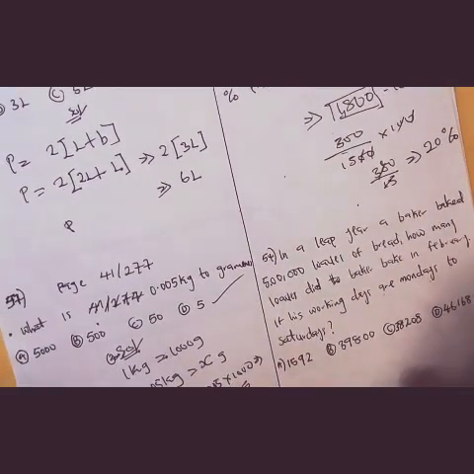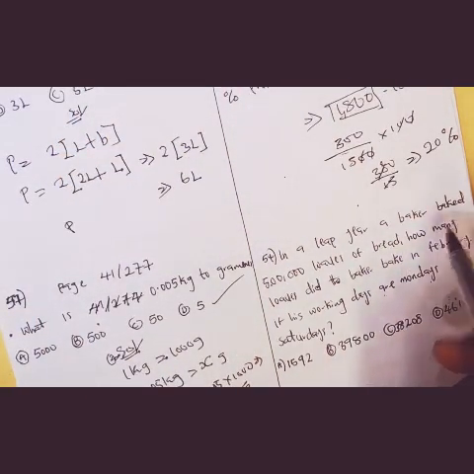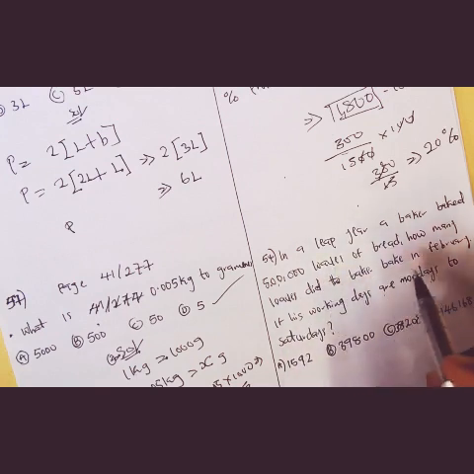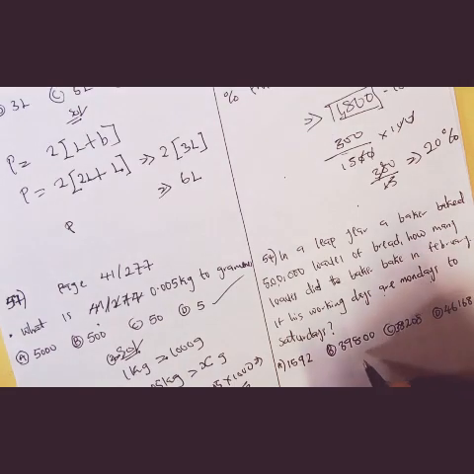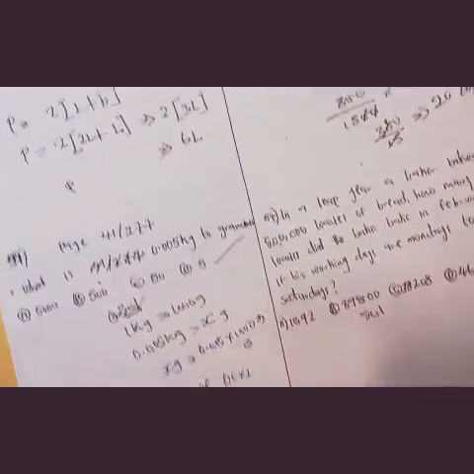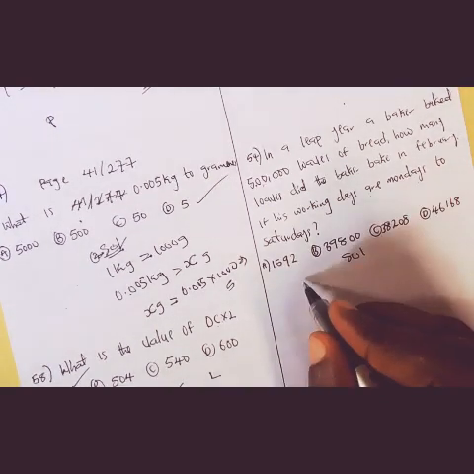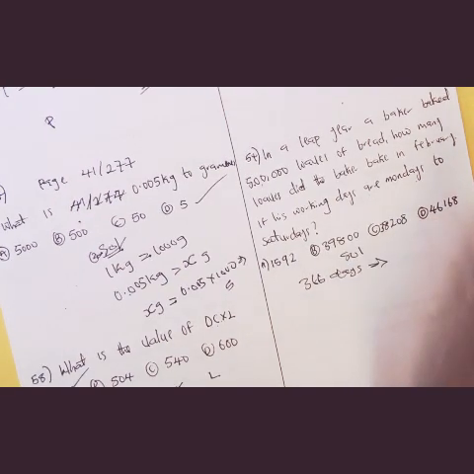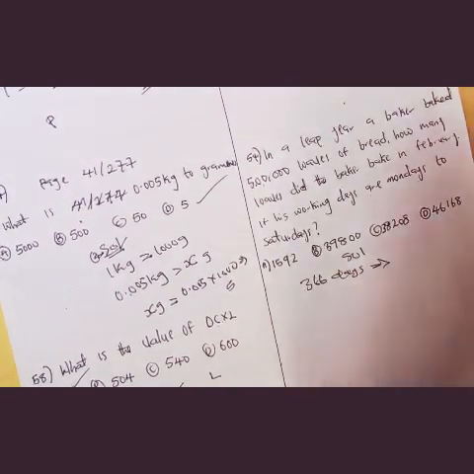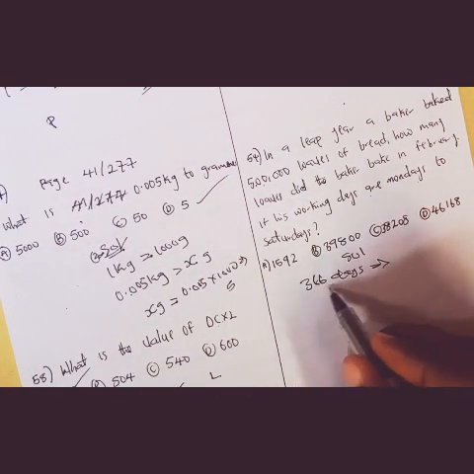Now finally we have this very question. It says, still on page 42 of 277, in a leap year a baker baked 5,000 loaves of bread. How many loaves did the baker bake in February if his working days are Mondays to Saturdays? Okay, this is a little bit tricky. It says in a leap year, so leap year is 366 days. A normal year is 365 days, leap year is 366 days.